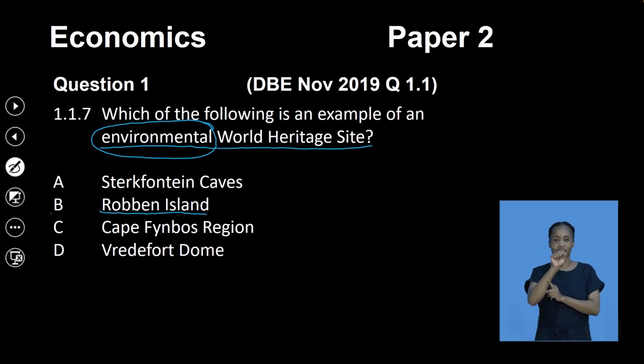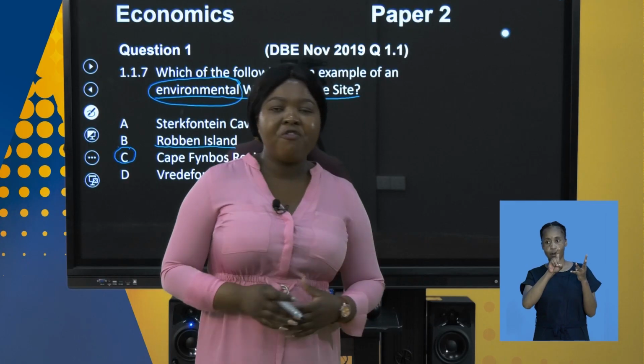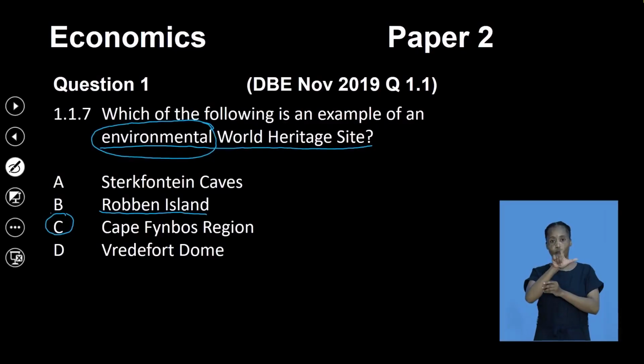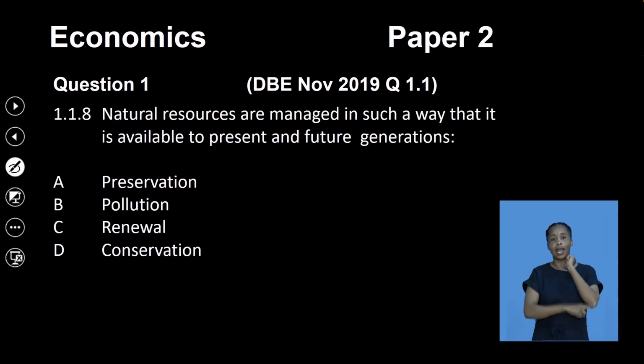So A says Sterkfontein Caves, B says Robben Island, C says Cape Fynbos region, and then D says the Fredefort Dome. Our answer there is the Cape Fynbos region. This is where we've got vast and very significant fauna and flora. We've got a lot of that in that region. Right, let's continue to the last multiple choice question.